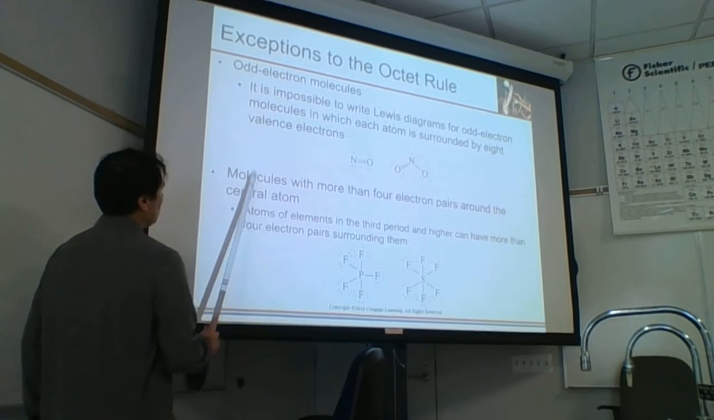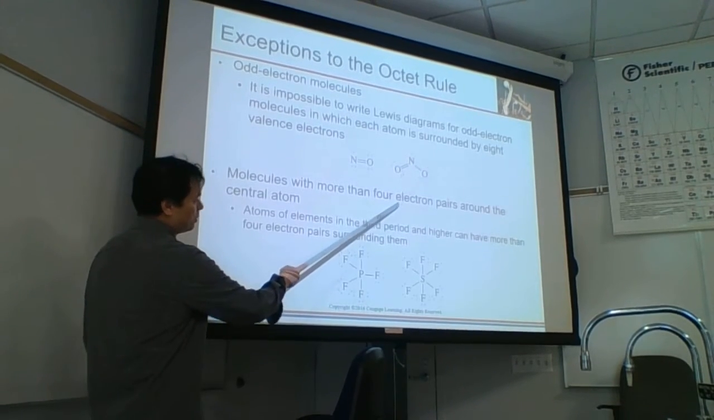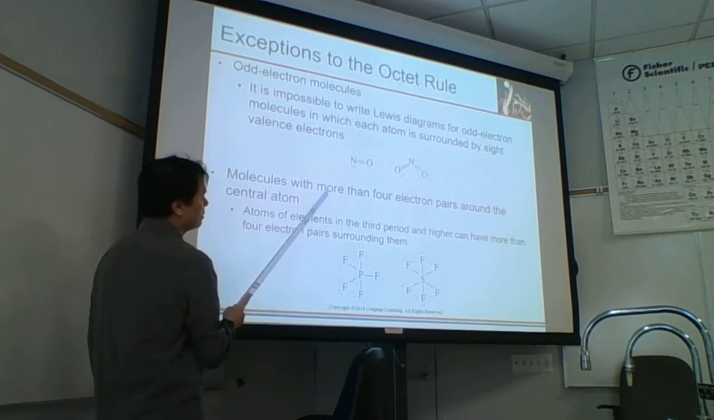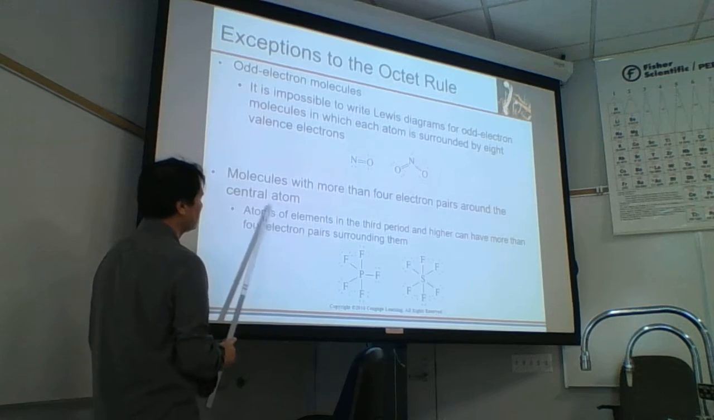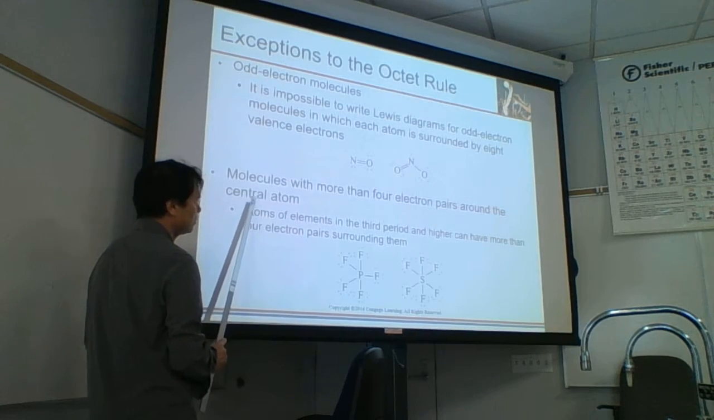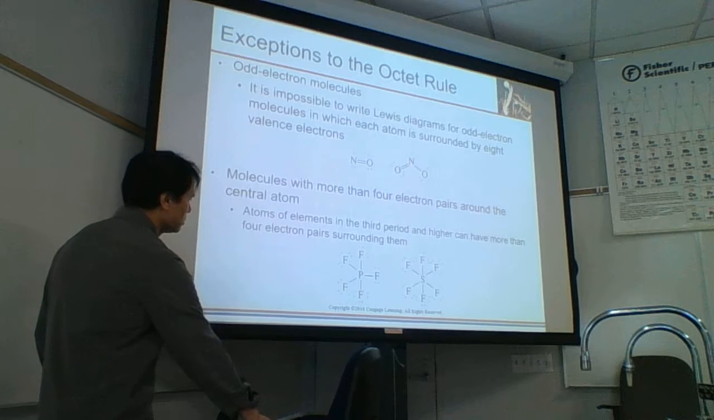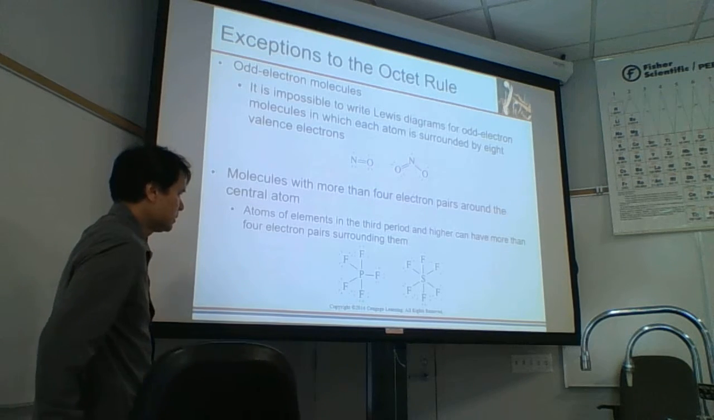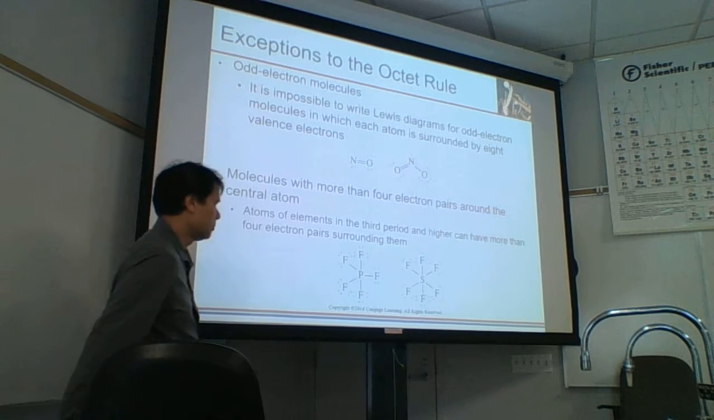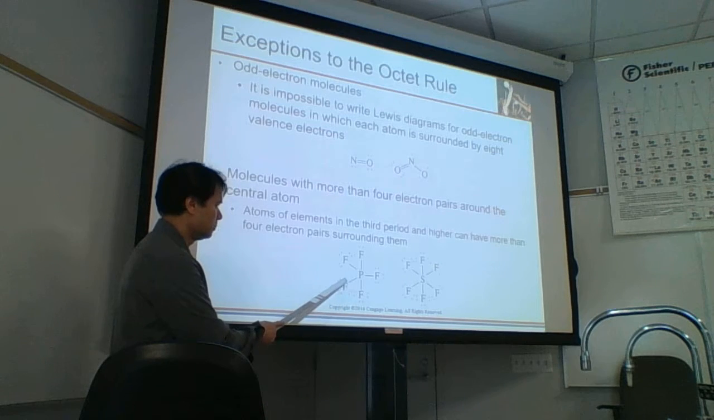So this is the bottom part here. Molecules with more than 4 electron pairs. 4 electron pairs is 8 electrons. So molecules with more than an octet around the central atom. There are 2 main reasons to do this. One reason is to increase the number of bonds. The more bonds, typically the more stable it is.